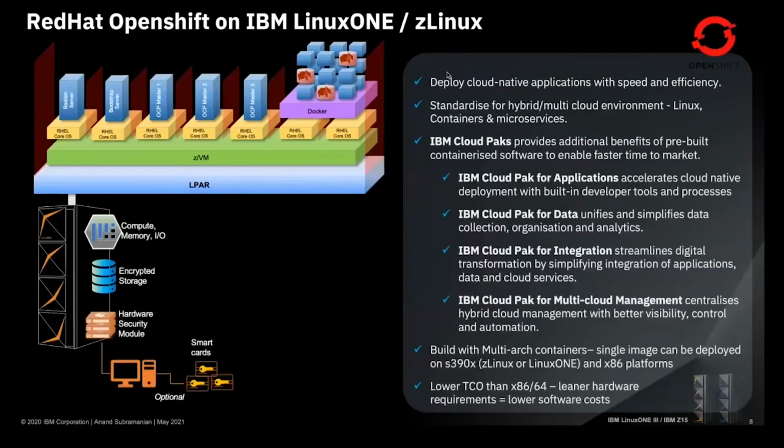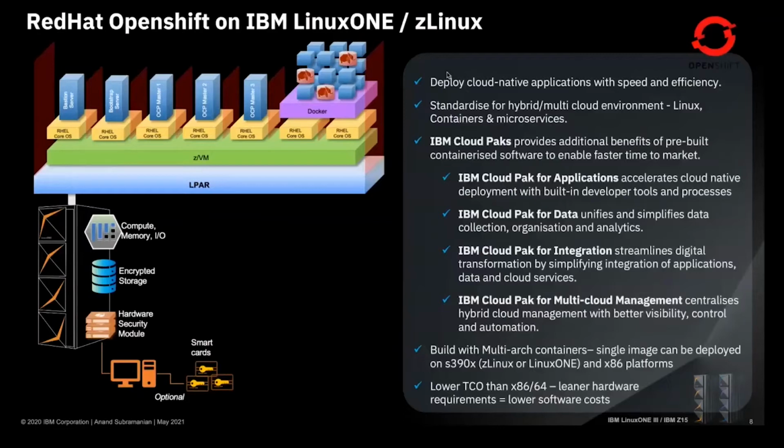Specifically, this is just a quick overview of how we deploy Red Hat OpenShift on the Linux One. It is very traditional to how you might do it on any other platform. However, the key differentiator here is that you can leverage things like the TKE, which is a trusted key entry system, to do further levels of encryption at the data layer on the database or your application layer through using our HSM. You can also quickly deploy these cloud native applications with a lot more speed and efficiency. You can standardize what you do with your hybrid or multi-cloud environment for Linux workloads, containers, and microservices. The IBM Cloud Pak specifically delivers pre-built containerized software stacks for applications, data integration, and multi-cloud management that will let you manage your multi-cloud environment with a lot more ease and efficiency.